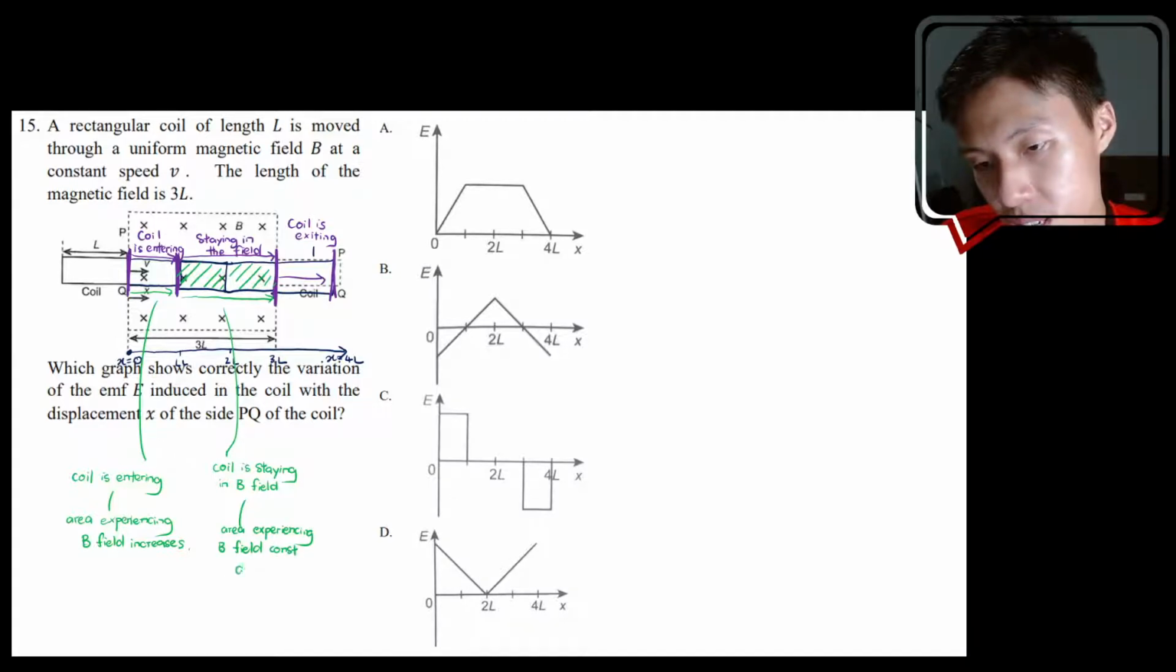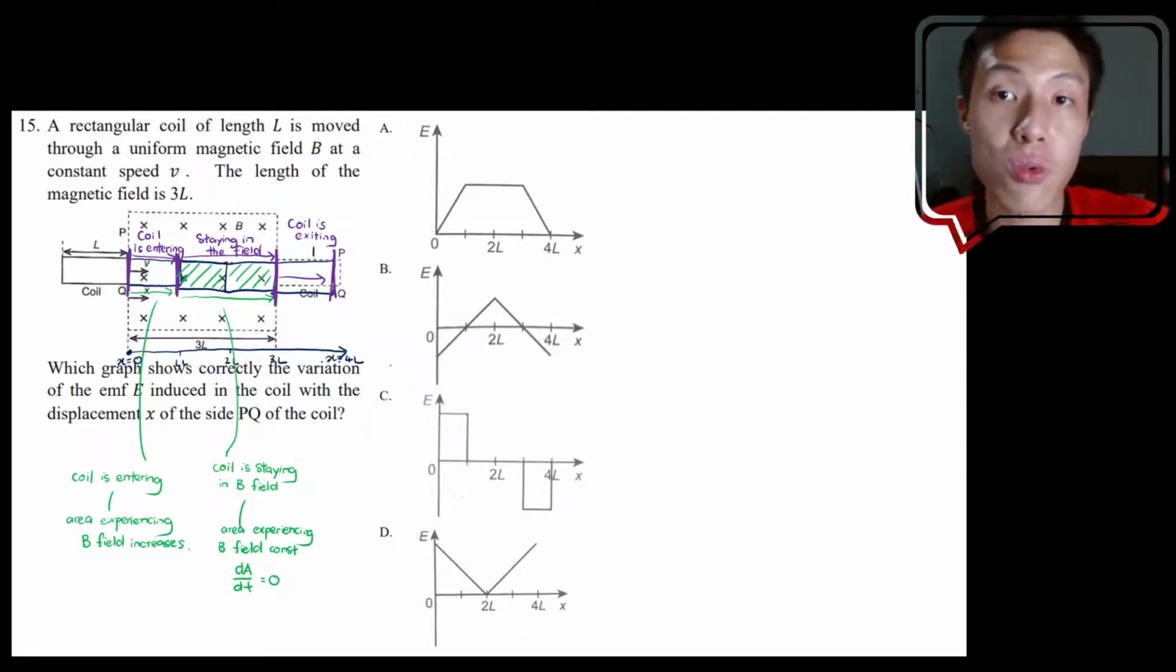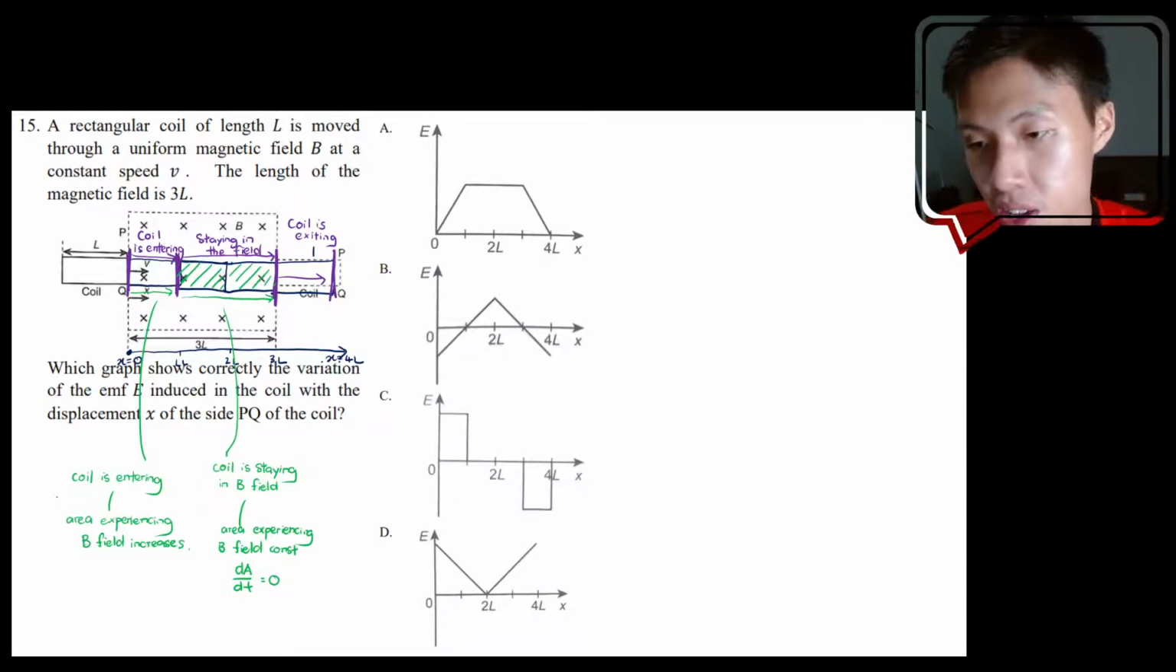Okay, I should call this dA/dt is not change. dA/dt is equal to 0 because A is not changing. It means there's no change in A over time. This one, dA/dt should be a positive dA/dt because the area is increasing.